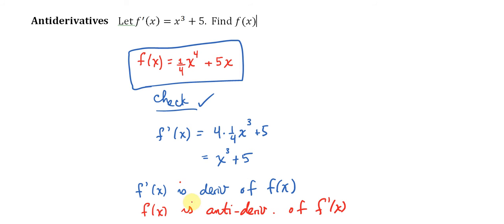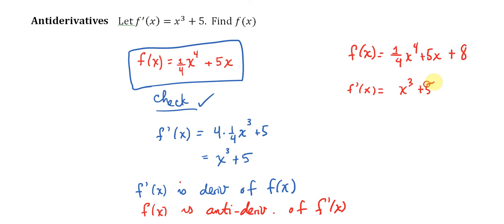Now, that about captures what you need to know for antiderivative, but there's one little wrinkle in this problem. There is more than one solution to this problem. For example, let me propose a different solution. Let me propose a solution where f of x is equal to 1/4 x to the fourth plus 5x plus 8. Okay, and let's see why this works. If you were to take f prime, you would still get x to the third plus 5, and then the derivative of 8 here, of this constant, is just 0. So this is also a good solution.